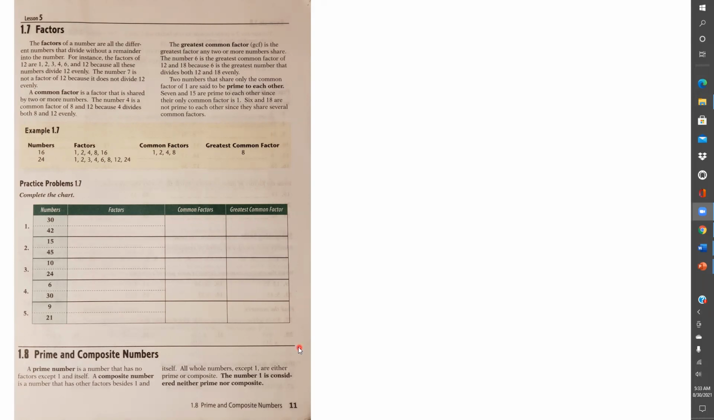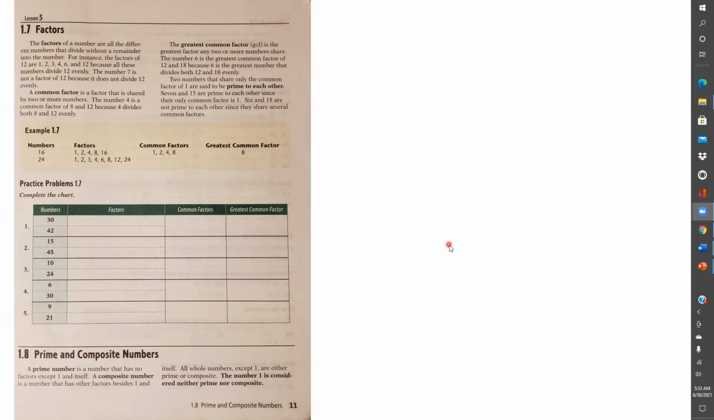For this section, we're at the bottom of page 11 for section 1.8 about prime and composite numbers. So not too much content for this one. We're going to refresh our memory that a prime number is a number that has no factors other than the number 1 and whatever the number is. So the number 1 in itself. Whereas a composite number is a number that has other factors besides 1 and itself. And by itself, it means whatever that number is.